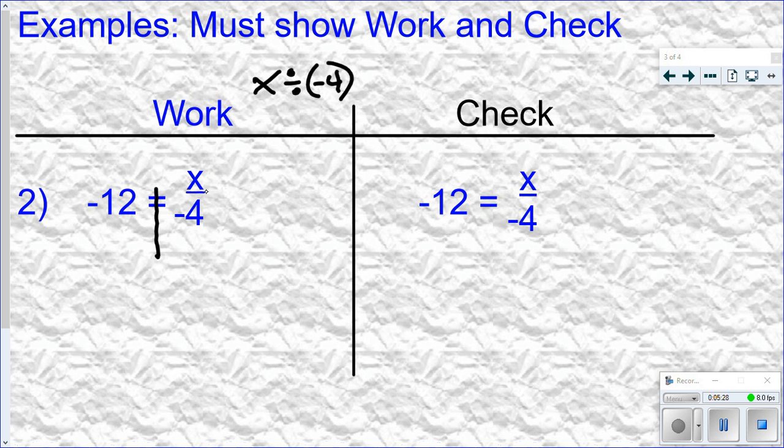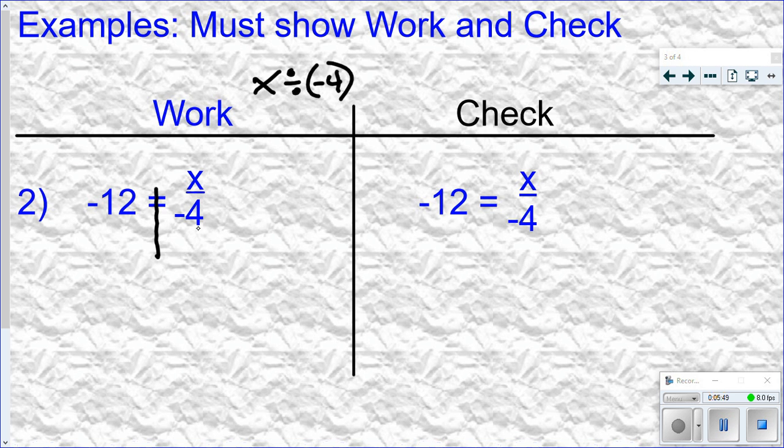Now keep in mind, here's another thing that you might see. This negative sign might be in the middle here between them, or it might be on the x. It doesn't matter where the negative sign is. So if you have a problem where they have the negative sign on the x, just move it down to the 4, okay? Now I want to get rid of this -4.